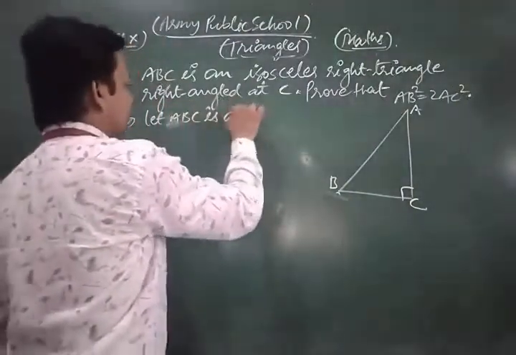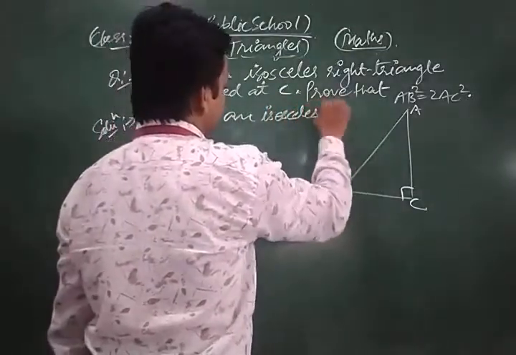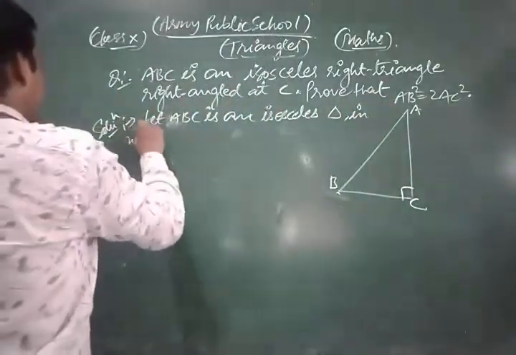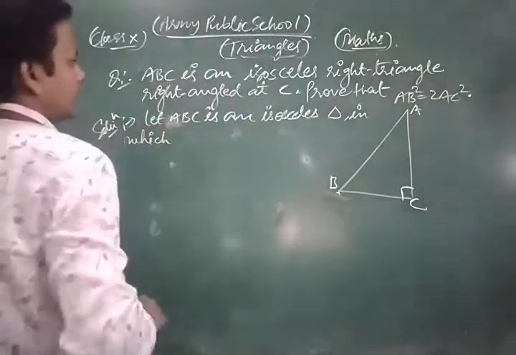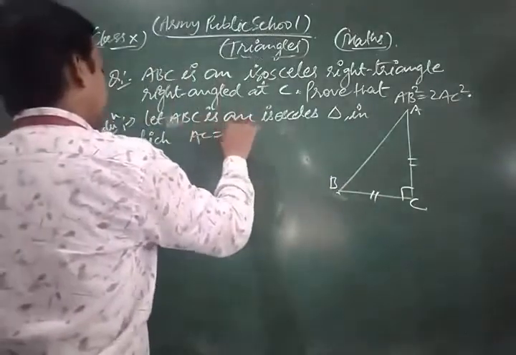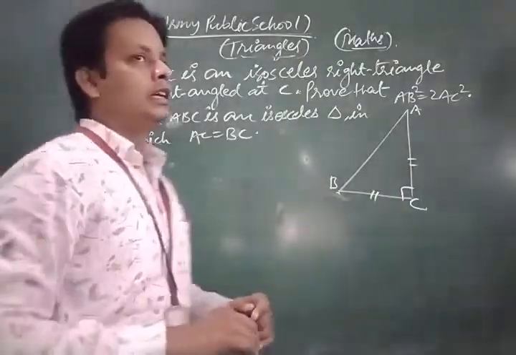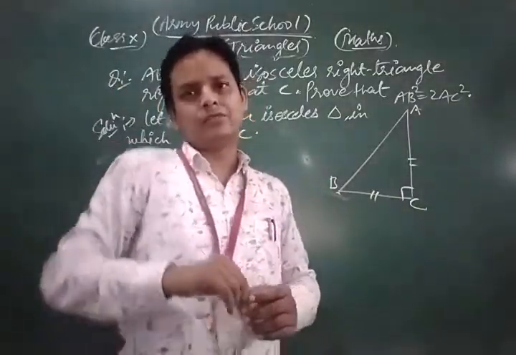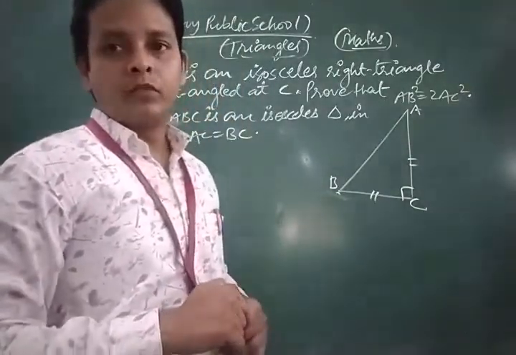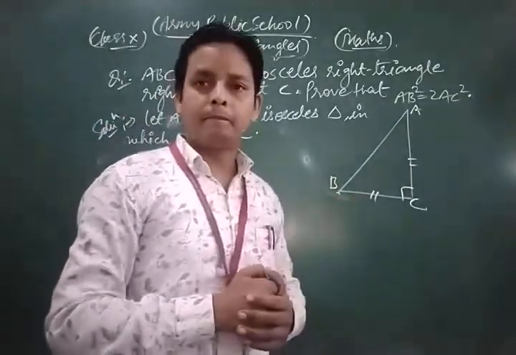So let us consider ABC to be an isosceles triangle in which BC is equal to AC. Because in any isosceles triangle, any two sides of the triangle are equal. Now in that condition we take BC is equal to AC. Now, dear students, we apply the Pythagoras theorem.